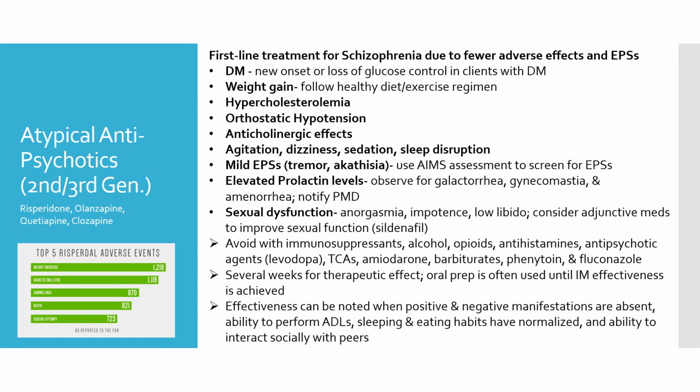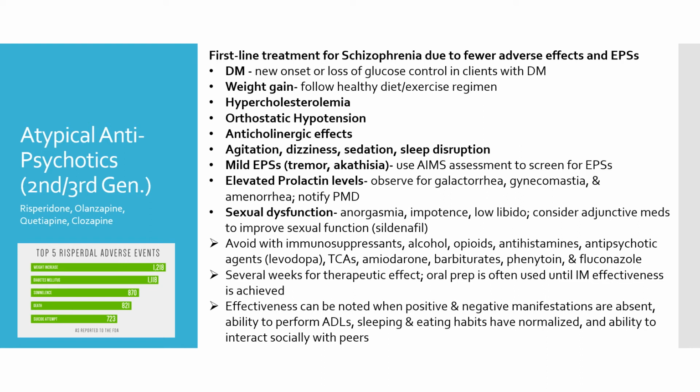Next, we have the atypical antipsychotics, otherwise known as the second and third generation medications. These include risperidone, olanzapine, quetiapine, and clozapine. I picked these 4 out because these are the 4 that I've seen. I've not ever seen the others. These are the first-line treatment for schizophrenia due to fewer adverse effects and EPSs. So these don't really have EPSs. So first generations have them, second and third don't really.